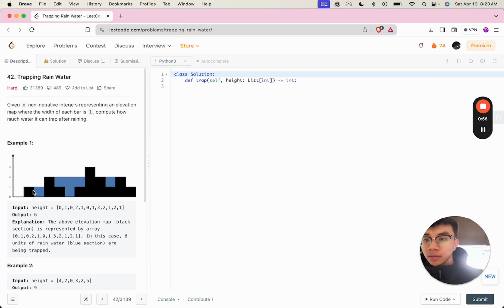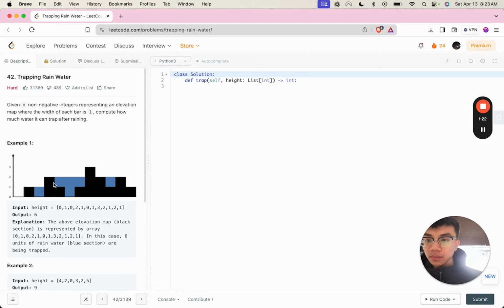So let's think about it. In order for us to get this spot right here, we would have to subtract its current height, which is 0, from its left max height, which is 1. So its left max height, the boundary on its left, is 1, minus itself, 0, equals 1. So we have one blue spot here.